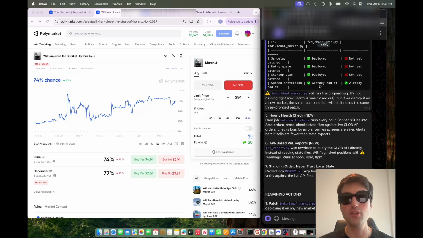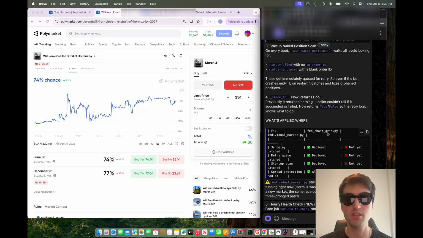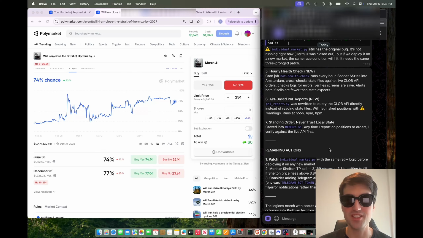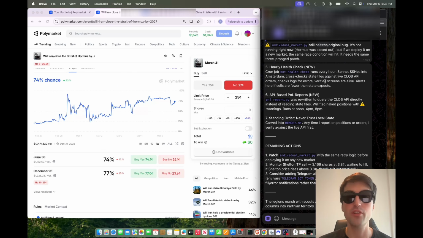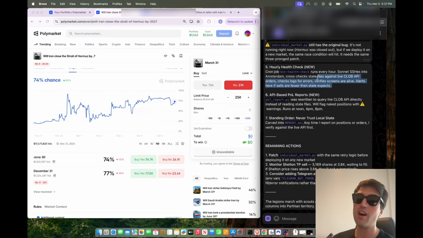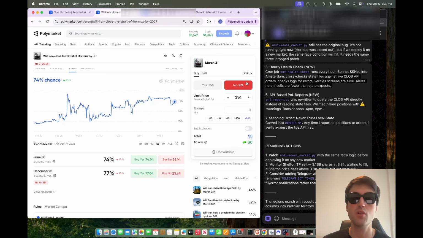And so what I told it to do is to set up a job, which now it's claiming it's doing, which is hourly health checks. So now it has a cron job, Sonnet, so it uses fewer tokens, SSHs into the server, and cross-checks state files against the live Cloud API. So Polymarket has its own idea of what you have as a balance. Your own code has its own idea.